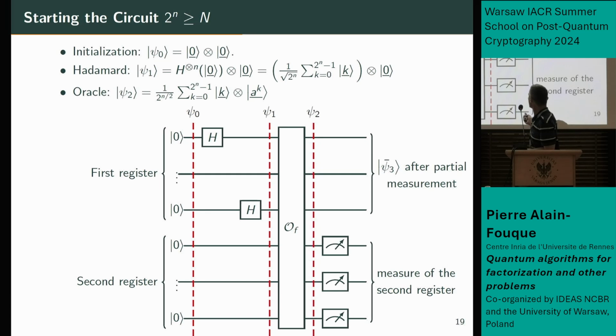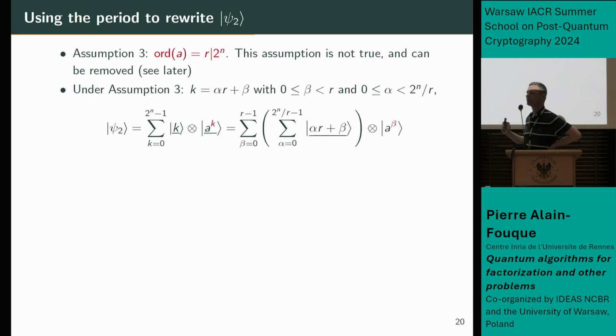And so the goal now is to measure the second register. Okay, and if we measure the second register, we will have here a state which belongs to this register. Okay? So this is why it's important to understand partial measurement in Shor's algorithm.